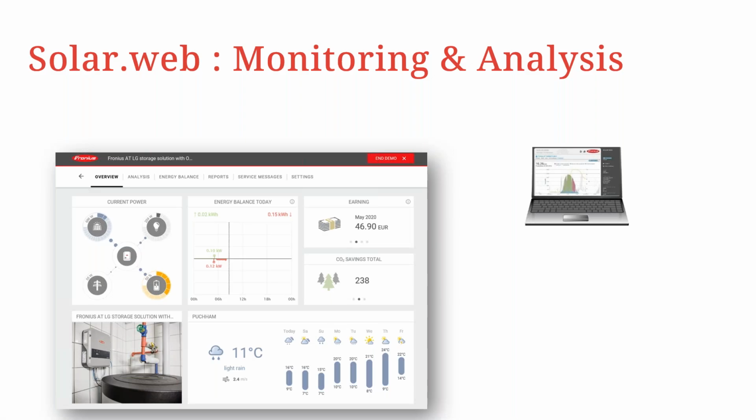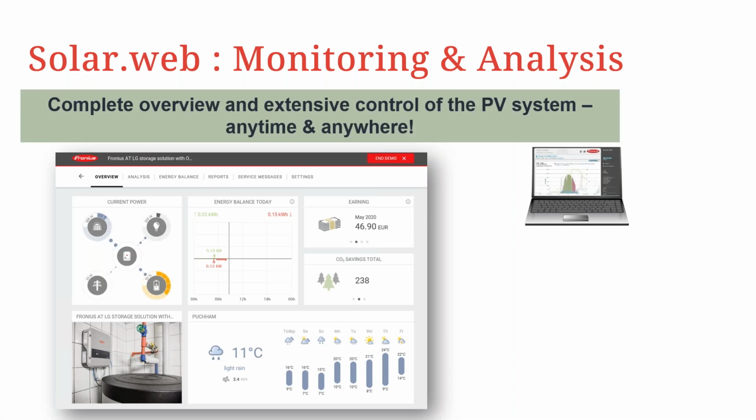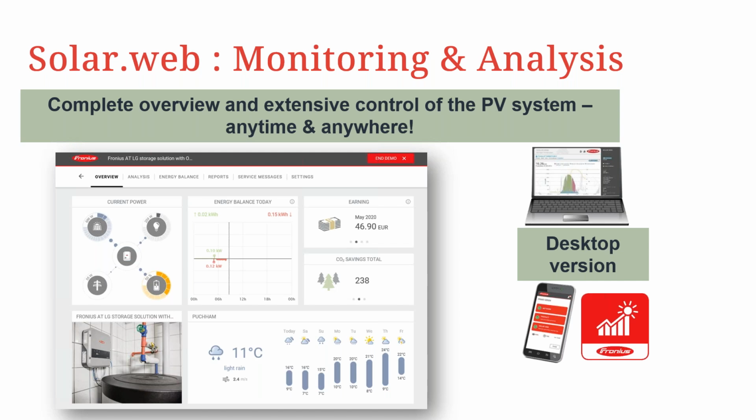Next is Fronius Solar Web. Solar Web is our monitoring and analysis platform. It gives you a complete overview and extensive control of the PV system anytime and anywhere. This is due to it being available as a desktop version at www.solarweb.com, as well as a phone app version. This is available for iOS devices such as Apple, or on the Google Play Store itself for Android phones.